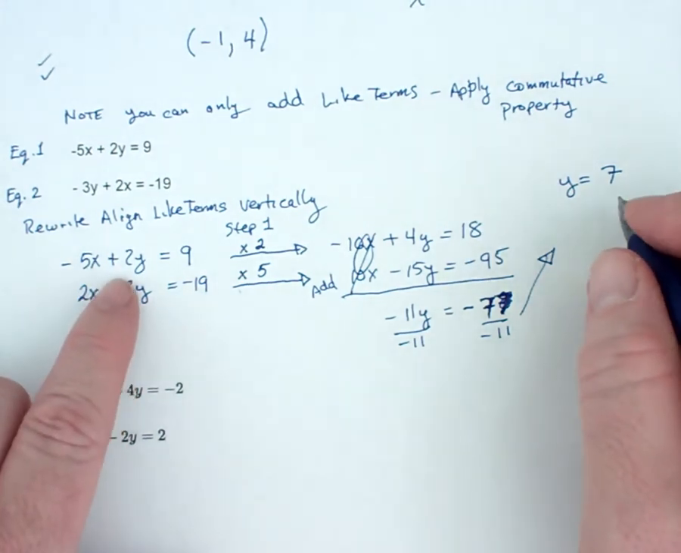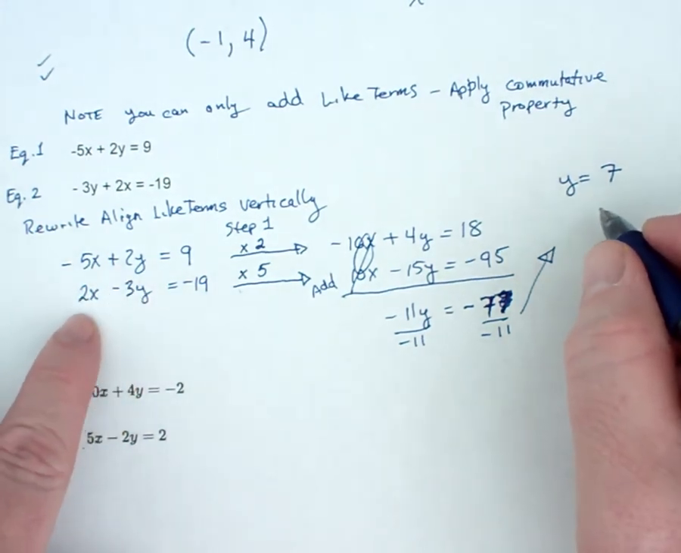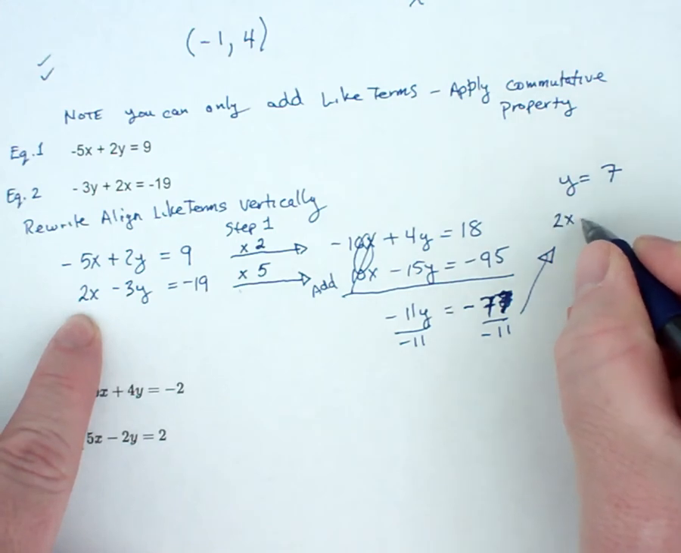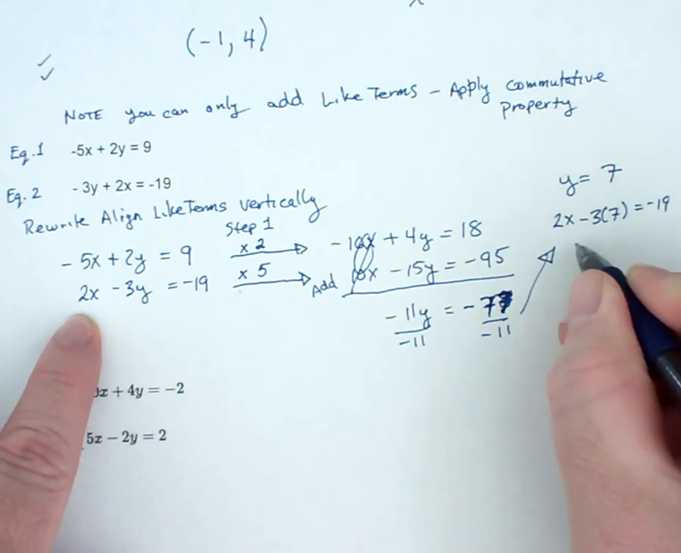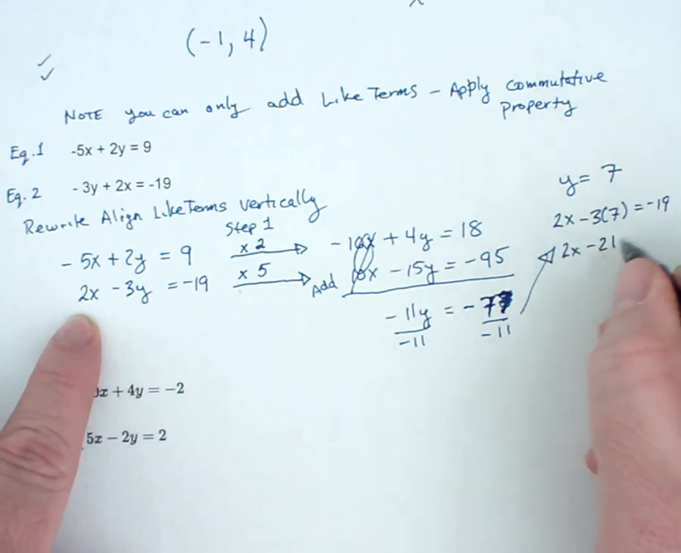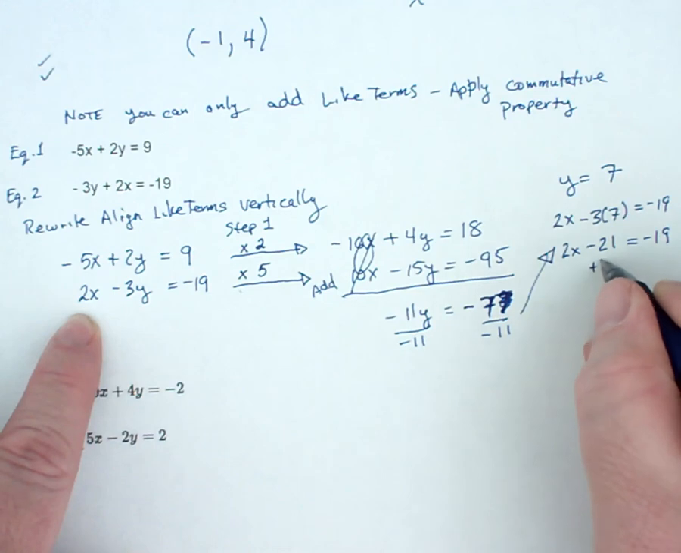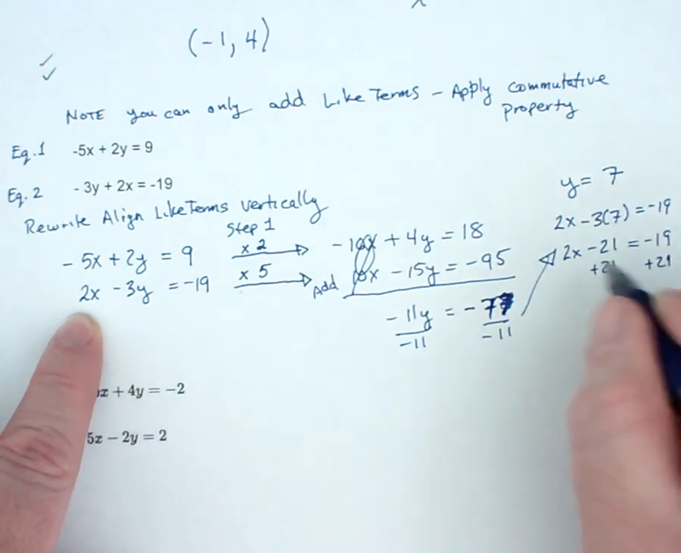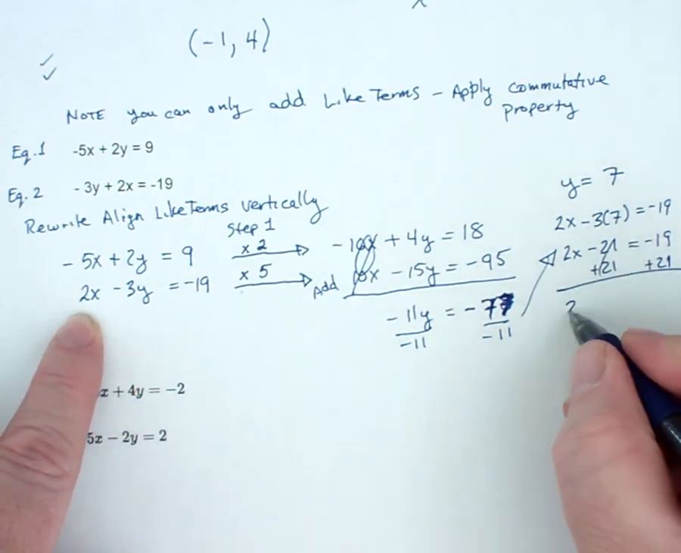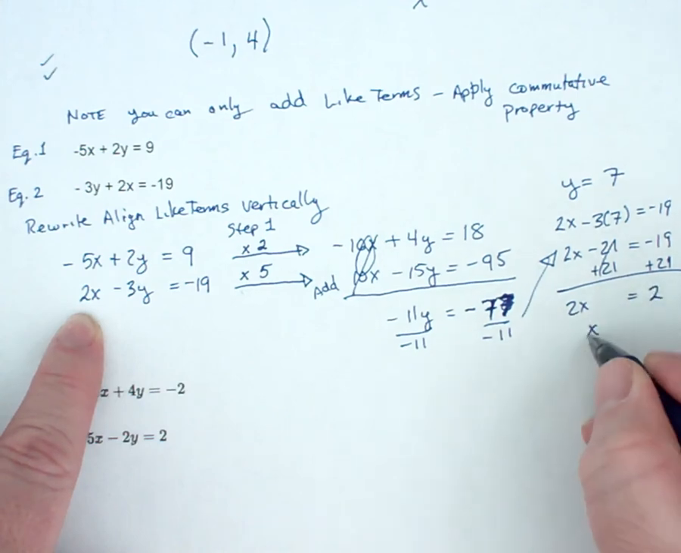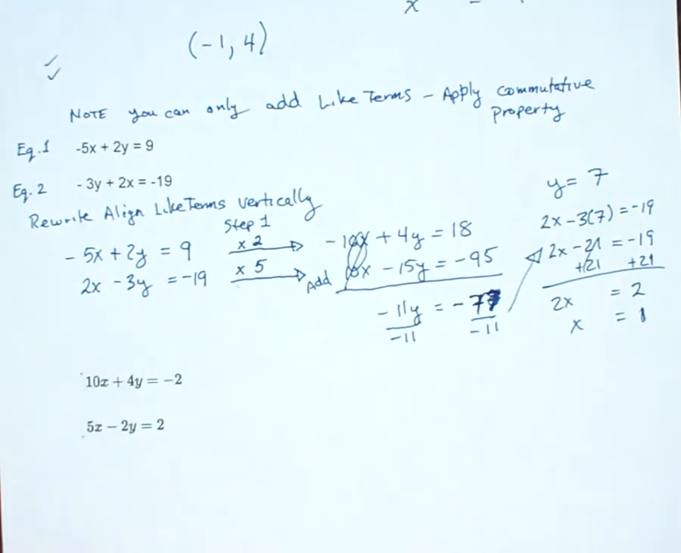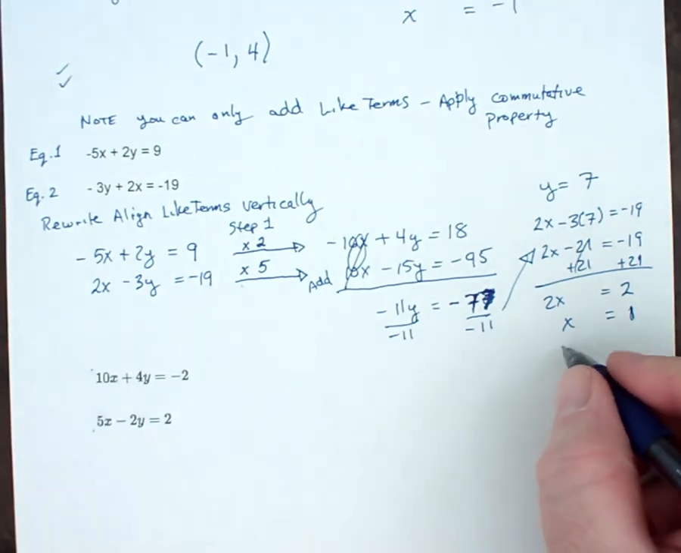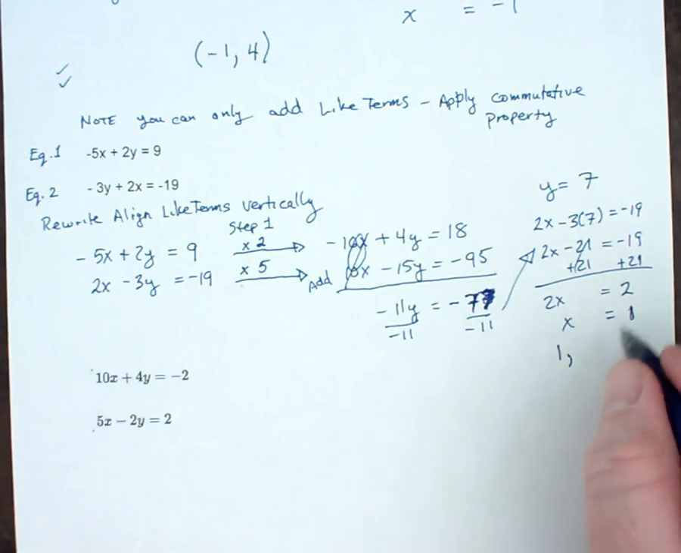And I can just pick one of the equations to solve for x. Let's do the second one. 2x minus 3 times 7 equals negative 19. That's 2x minus 21 equals negative 19. I'm going to add 21 to both sides, and I get 2x equals 2, so x equals 1. And my final answer has to be an ordered pair. The final answer is (1, 7).